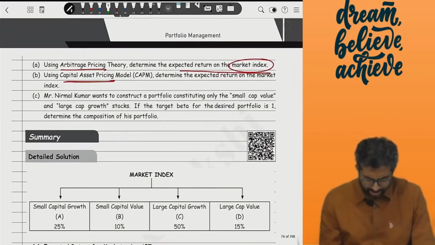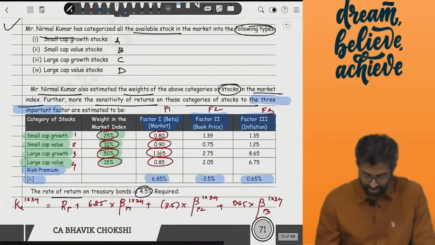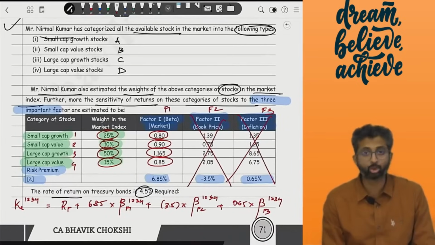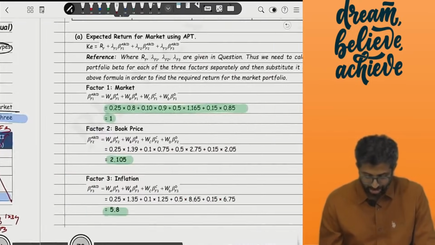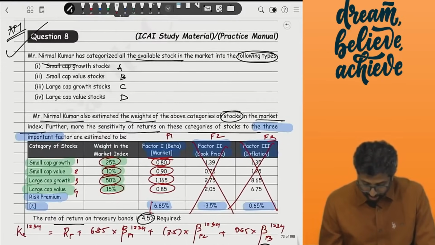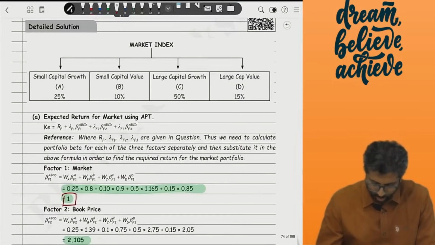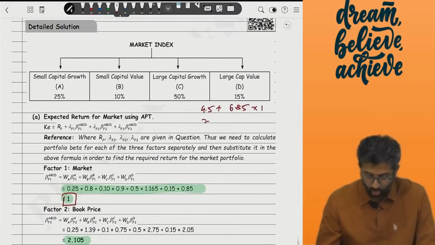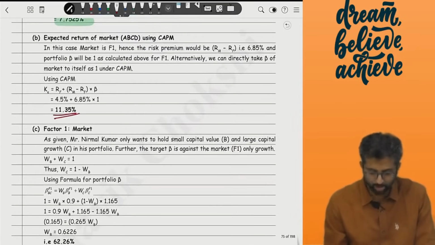Okay. Next, you have using CAPM, determine the expected return on the market index. Now, CAPM does not look at book price, CAPM does not look at inflation, but CAPM very well looks at the market. And if I look at the market, beta sensitivity is coming as 1, and the risk premium, what is risk premium? Like the lambda, this is like the return of factor 1, like the market minus the risk free rate. So if I were to use CAPM, I would simply say 4.5 plus 6.85, which is the risk premium, into 1, and you will be getting 6.85 plus 4.5, which is 11.35%, as you can see over here.